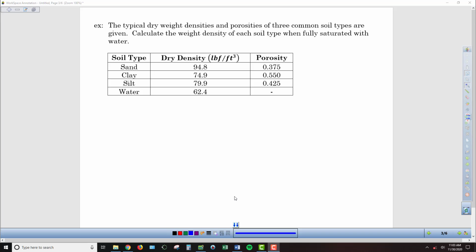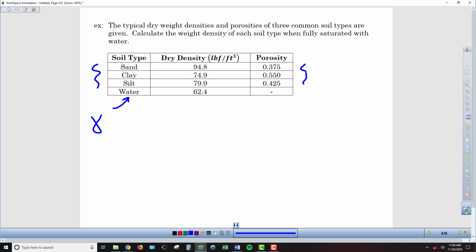So what we see in front of us here is a table of a variety of dry densities of sand, clay, and silt, and then their corresponding porosities. And then down on the bottom of the table we've got the density of water. So we have a dry density list. Of course, water's not dry, but you get the idea. So we want to calculate the saturated density of each of these materials.